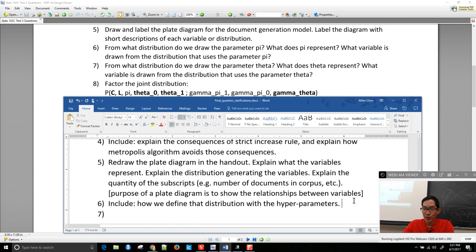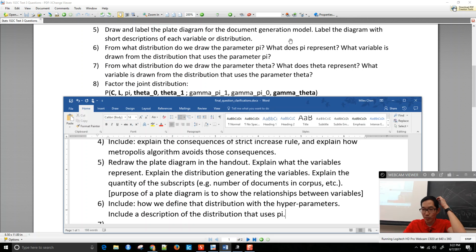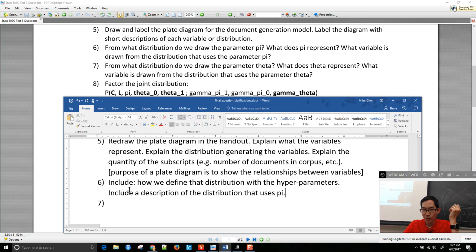What does pi represent? That's very clear. What variable is drawn from the distribution that uses the parameter pi? Include basically a description of the distribution that uses pi. Okay, so answer these questions and make sure in your answers you're also including this stuff.